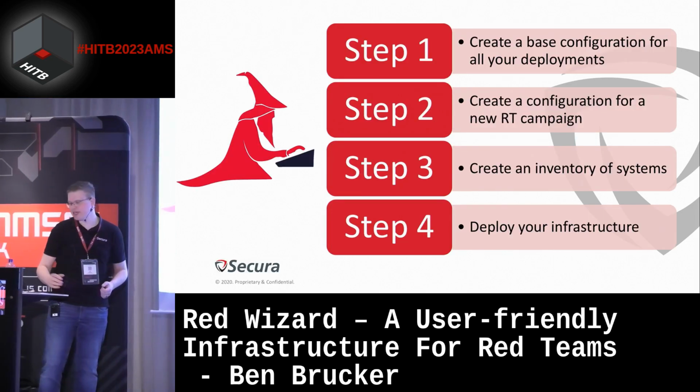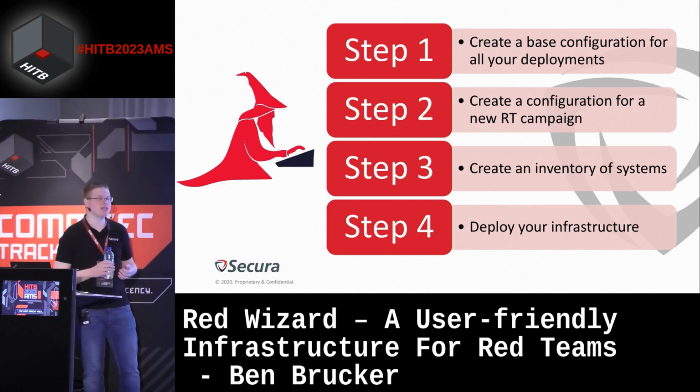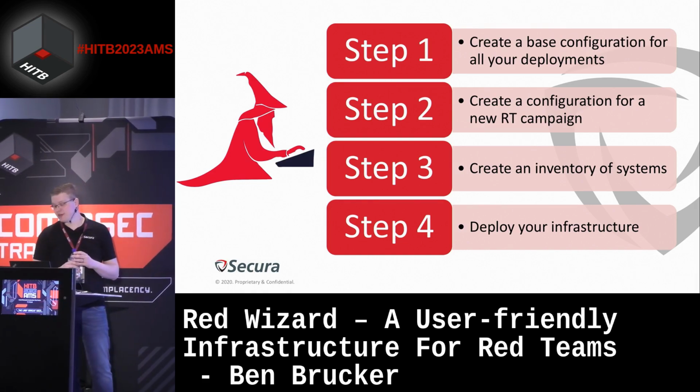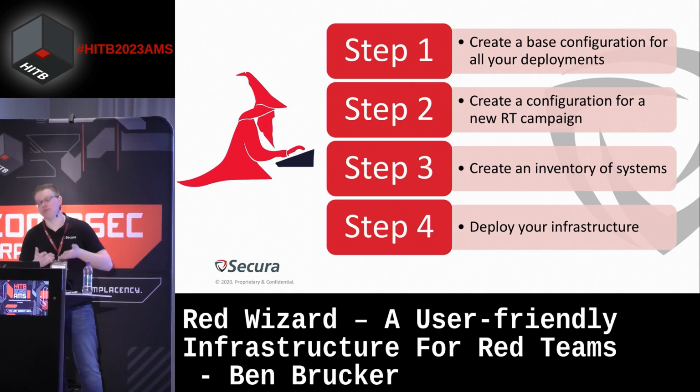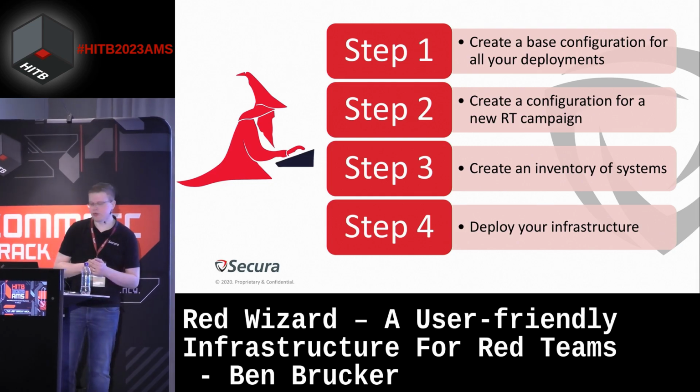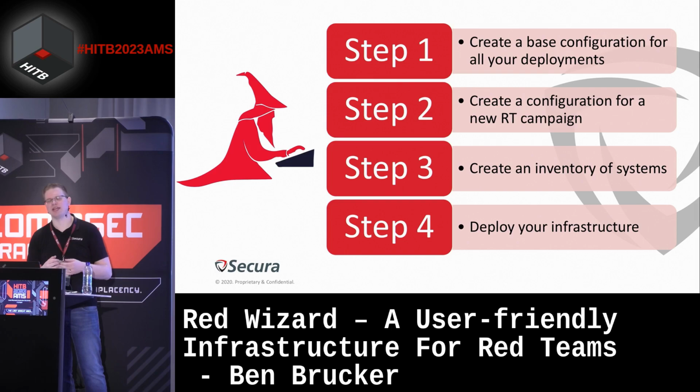Basically, if you want to use Red Wizard, there are 4 steps that you need to do in order to deploy your infrastructure. So first, you need to create a basic configuration for your team, for your company, for maybe some configuration for your teams, and that's the configuration that you use as basis for all the deployments that you do afterwards. Then as the second step, you're going to create a configuration for your new red teaming campaign that you're actually deploying. And then after you have your basic configuration, you're going to create an inventory of all the systems that you want to have deployed. And then you deploy it, and afterwards it should all work out of the box for you without any post-configuration that you need on the infrastructure itself.